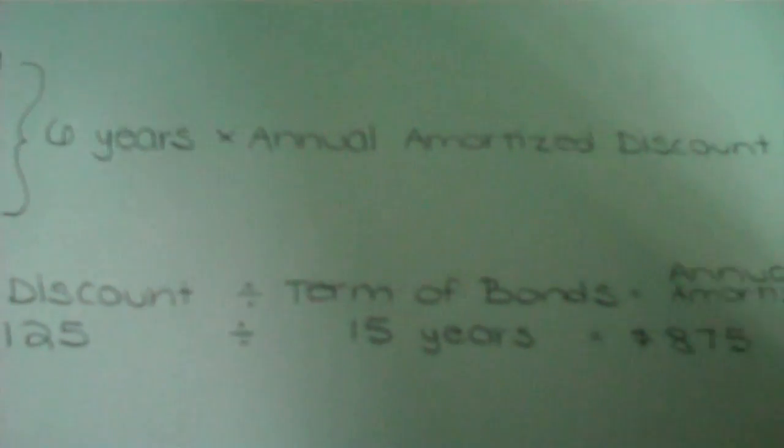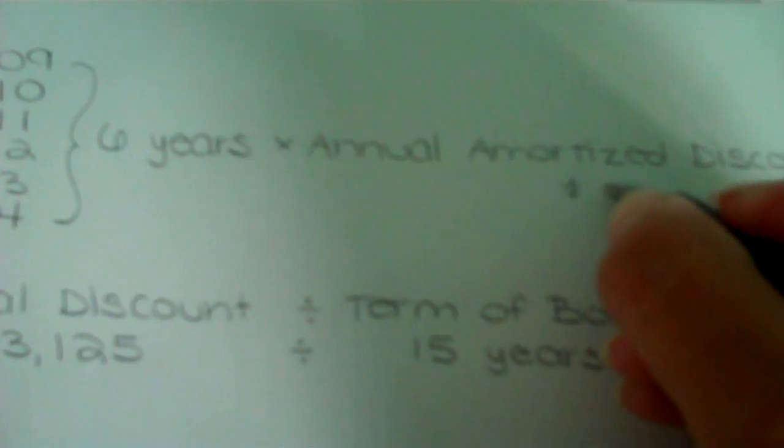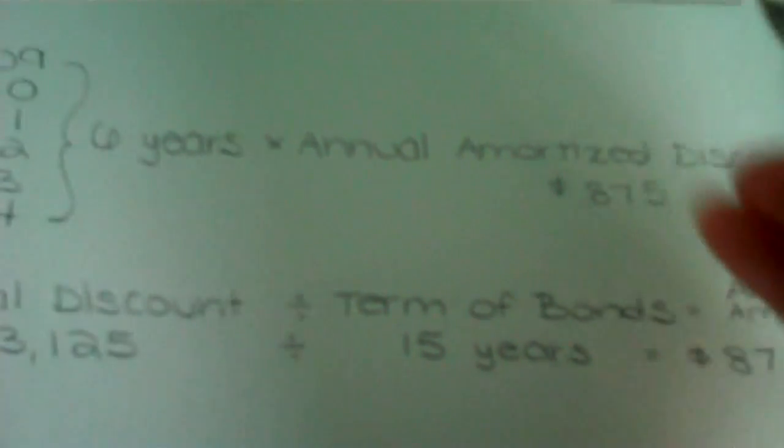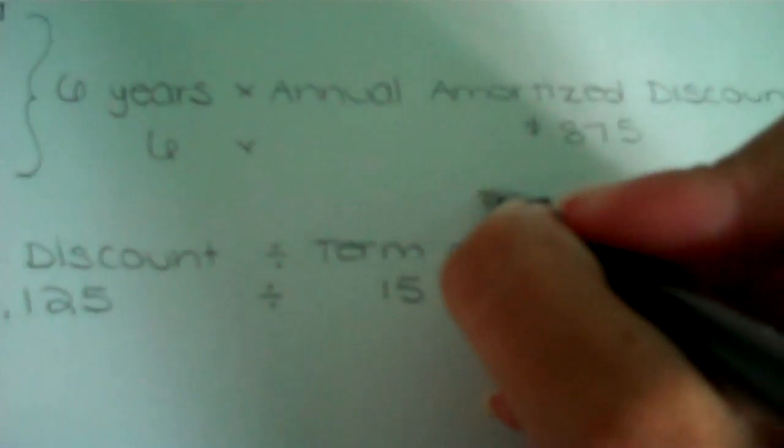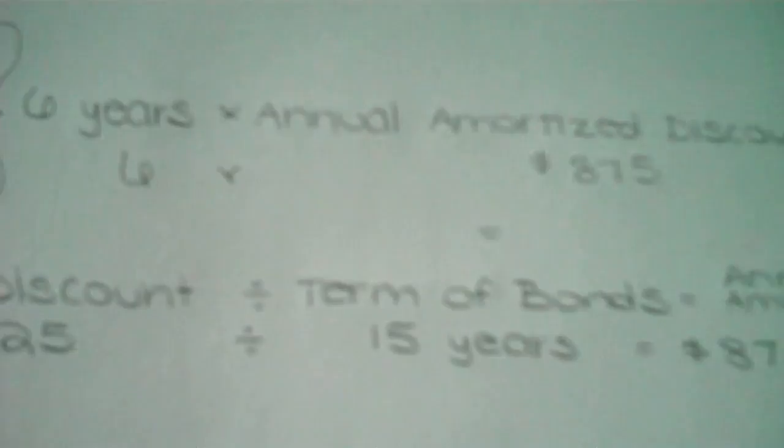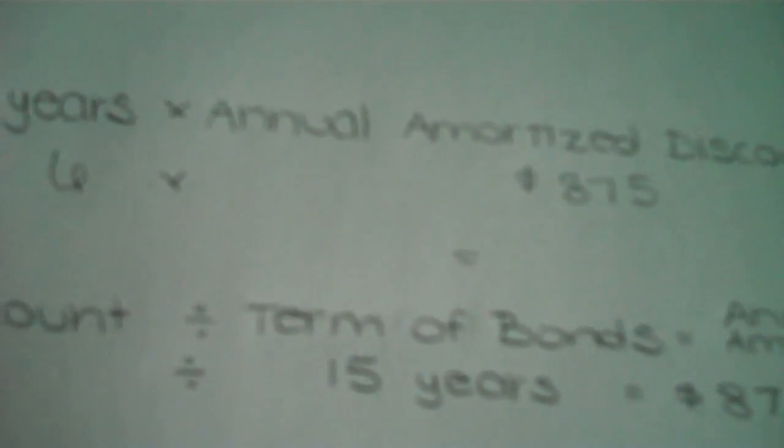We can then bring that number forward, 875, and multiply it by the 6 years. 6 times 875 gives you a total amortization amount for the 6 years of $5,250.